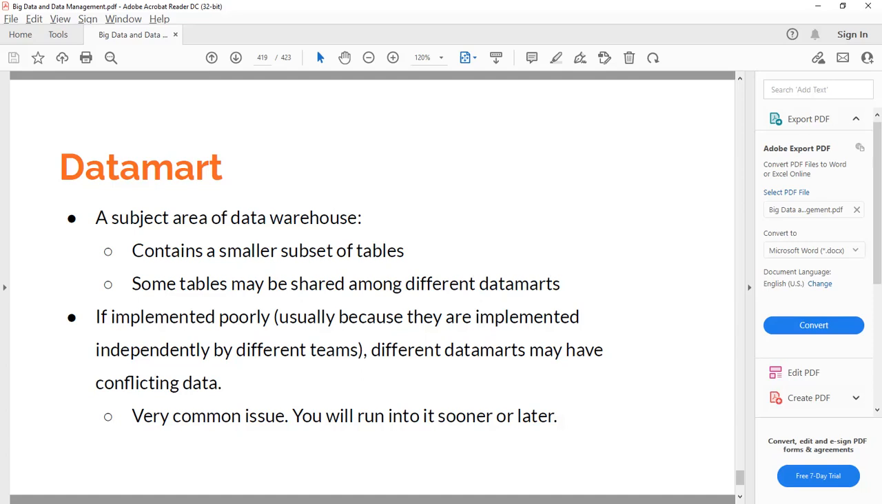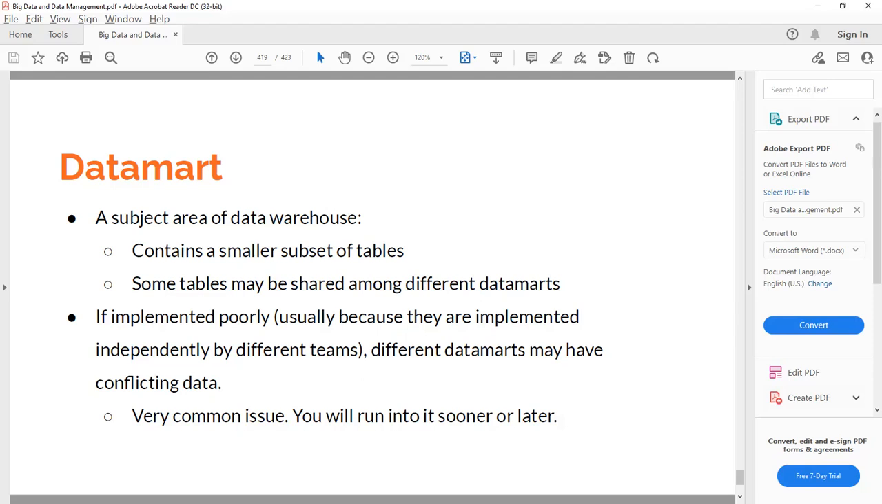Some tables, like member data, may be shared across different data marts. Usually these are the lookup tables, the dimensional tables. They may be shared among different data marts. And each team will run against 1 or 2 data marts, or maybe 3. Different people have their own different data marts.